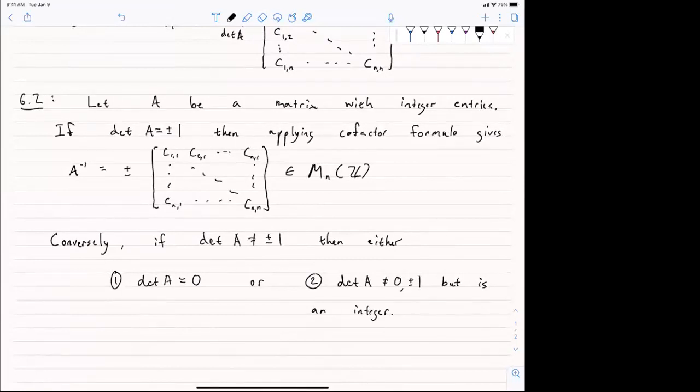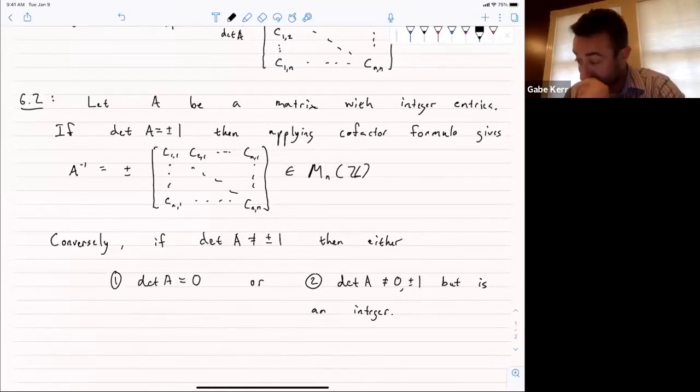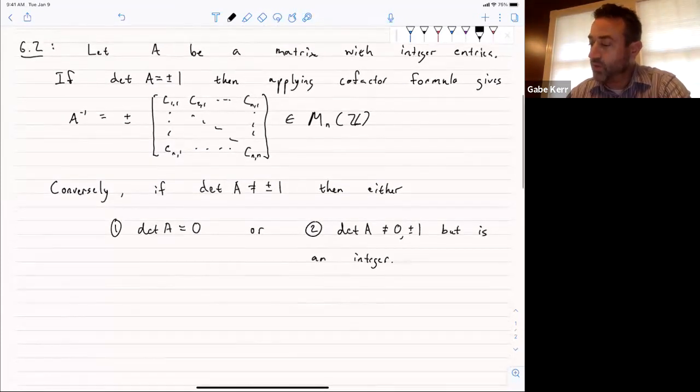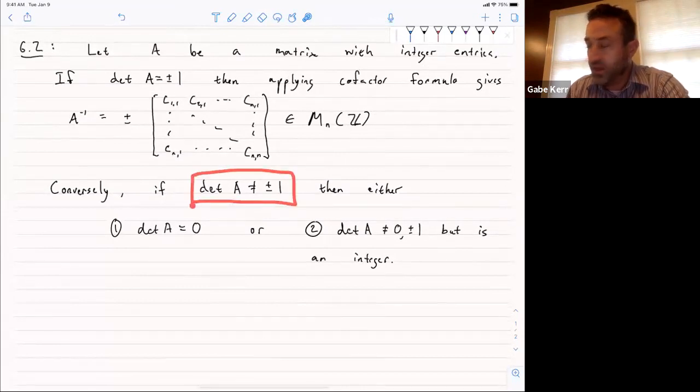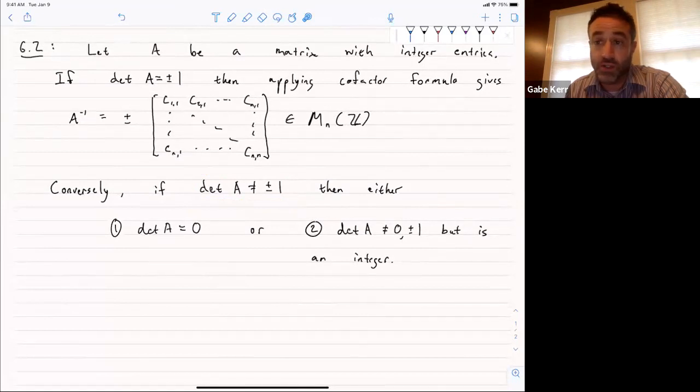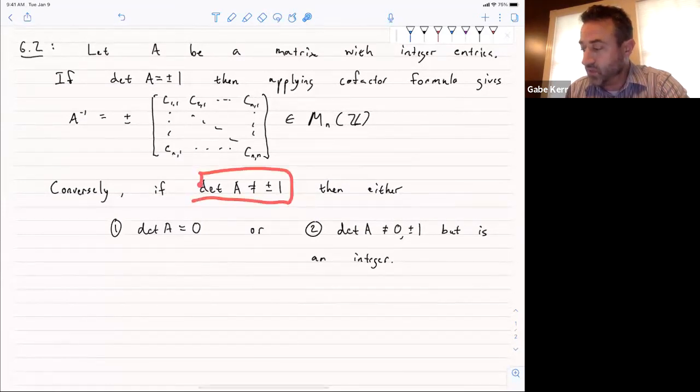Now, why do I say that? Well, what are we trying to prove? Let's backtrack a second. We're trying to prove that if the determinant of A is not equal to plus or minus 1, then it does not have an integer entry inverse matrix. There is not an integer entry inverse matrix. So we're assuming that it's not plus or minus 1.